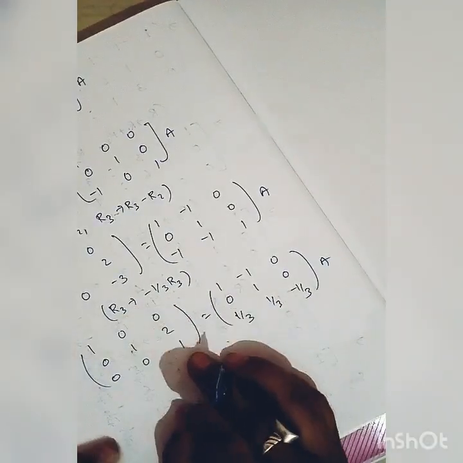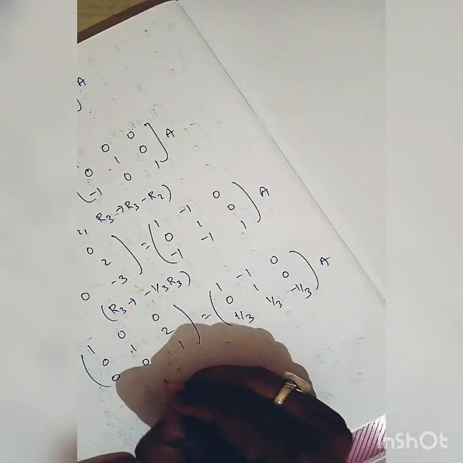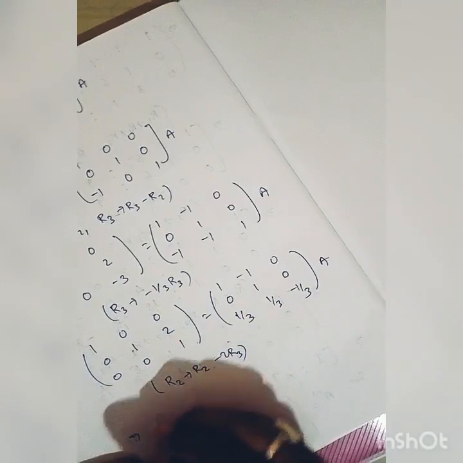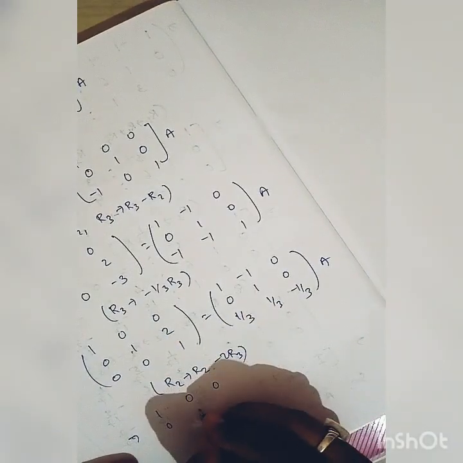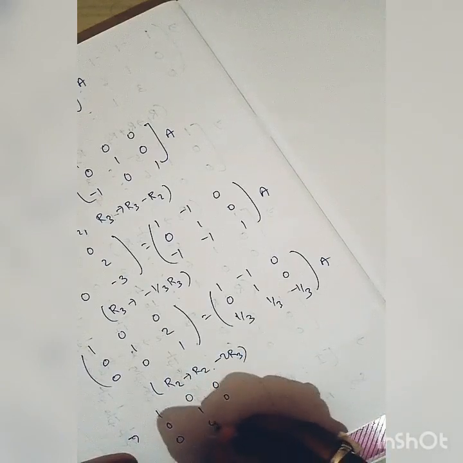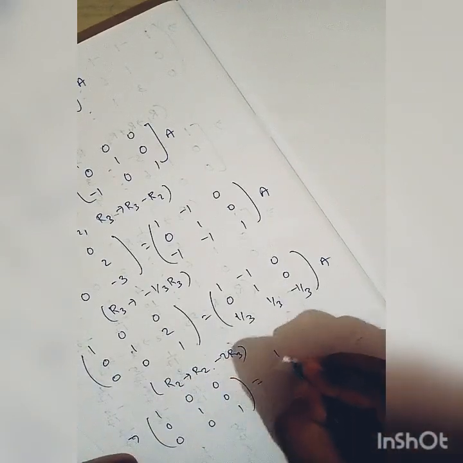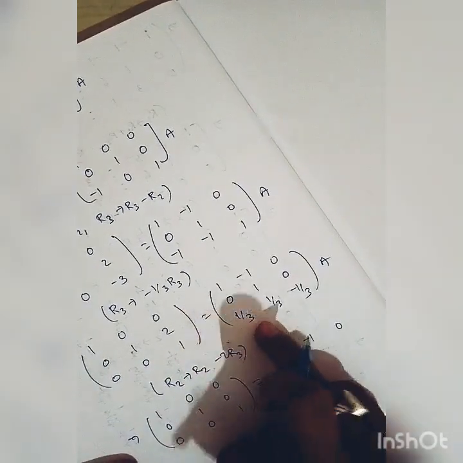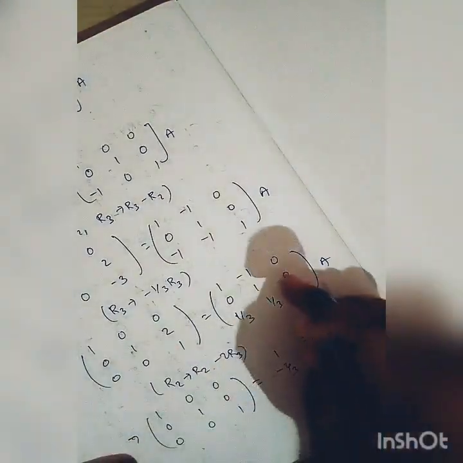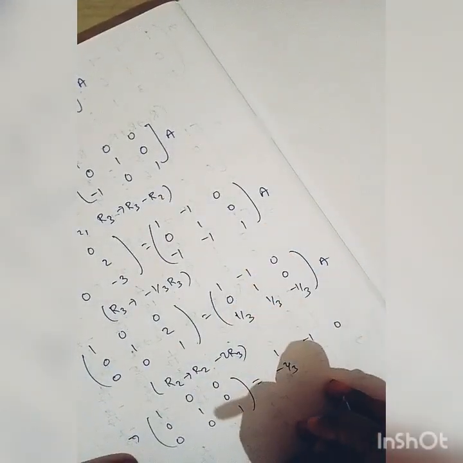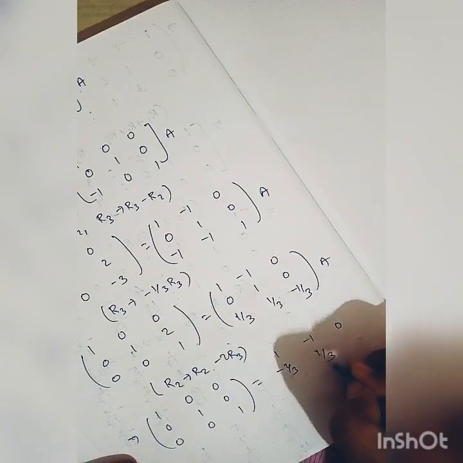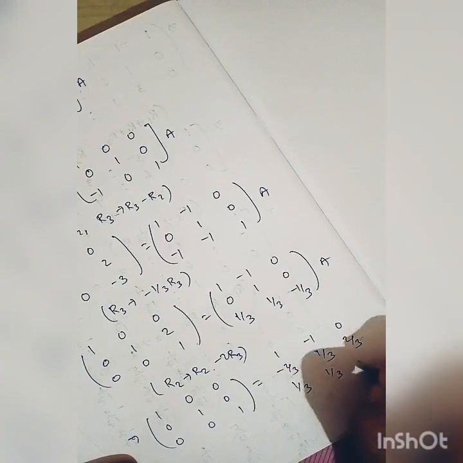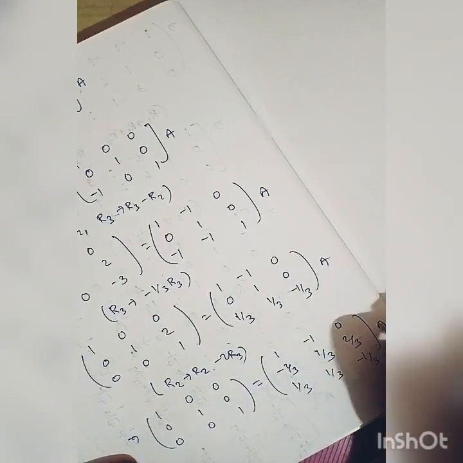Now you have to reduce this and this to 0 using this one. Already it is 0, so I have to reduce 2 to 0 only. That is row 2 is replaced by row 2 minus 2 row 3. That is 1 0 0, 0 1 0, 0 0 1 on the left, and 1 minus 1 0 on the right. Now row 2 minus 2 row 3: 0 minus 2 by 3, it is minus 2 by 3. 1 minus 2 by 3, it is 1 by 3. 0 minus minus 2 plus 2 by 3. Again 1 by 3, 1 by 3, minus 1 by 3 into A.